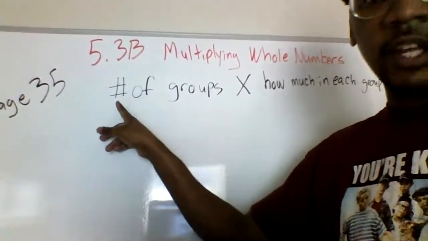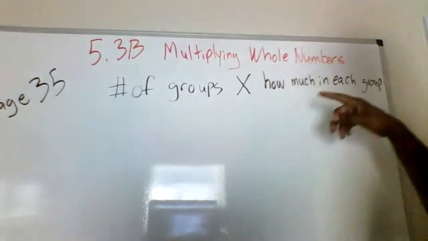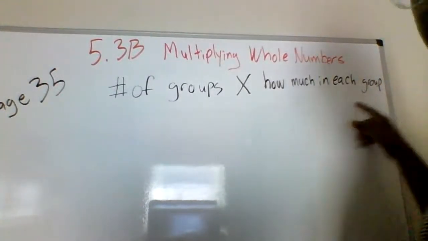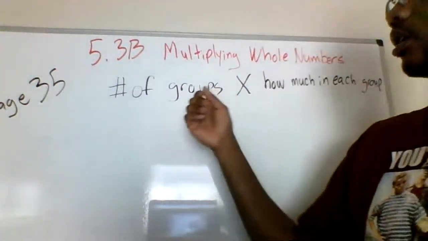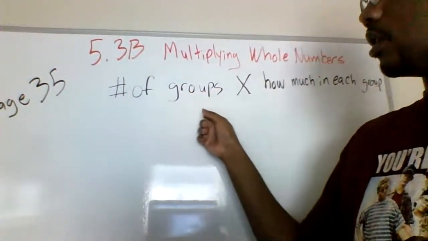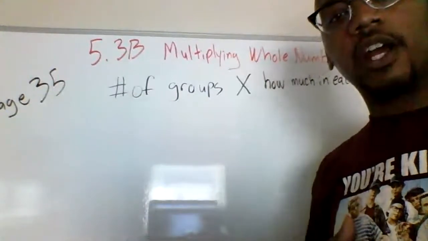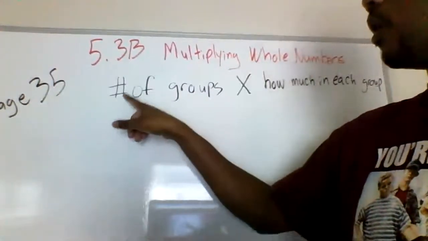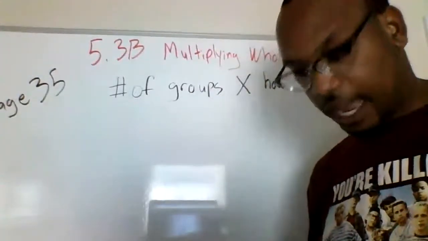Multiplication problem, one of the numbers is the number of groups, and the other one is how much of something is in each group. Right? So in here, I have groups of dolphins, right? So how many dolphins do I have? 18.